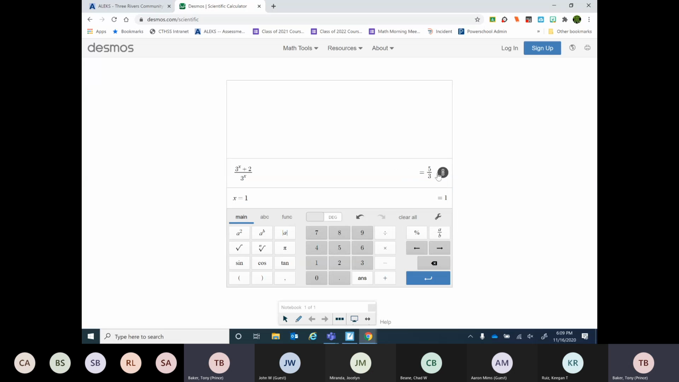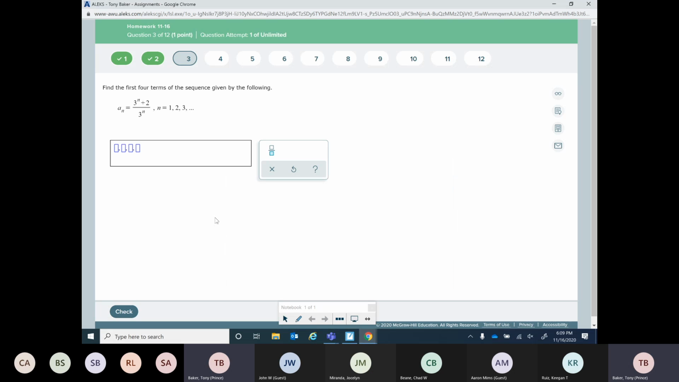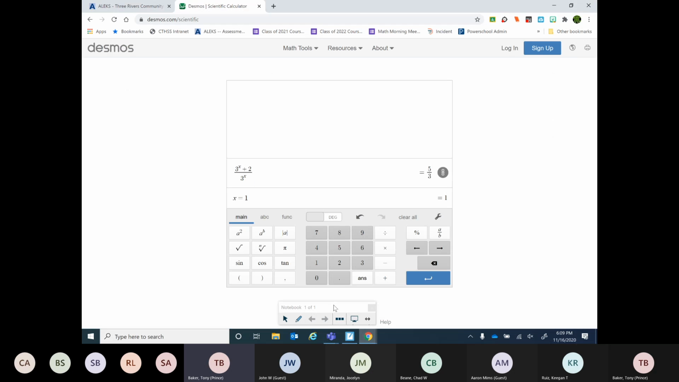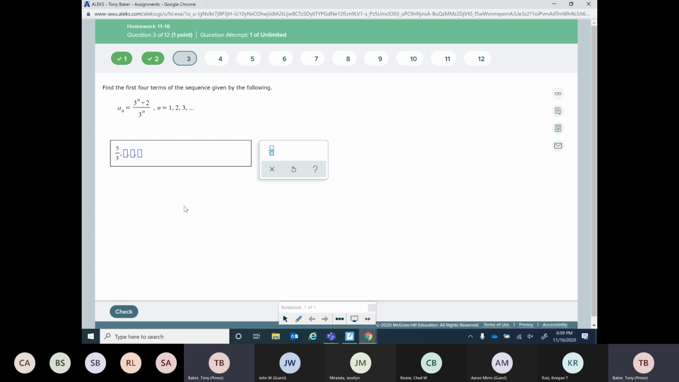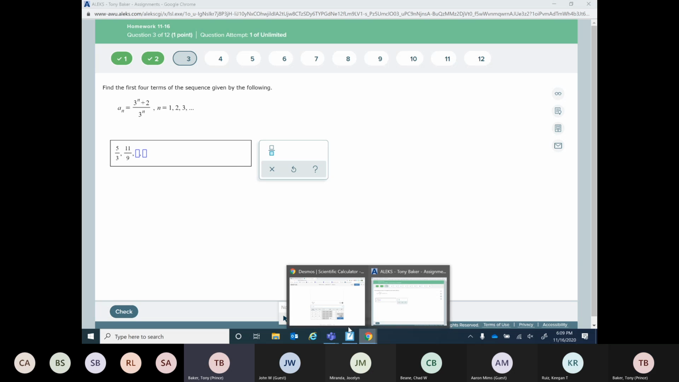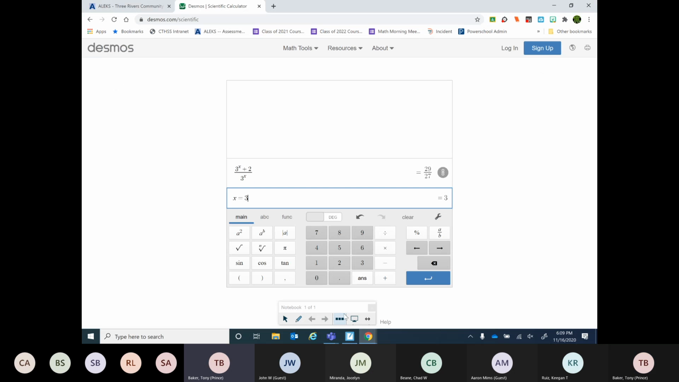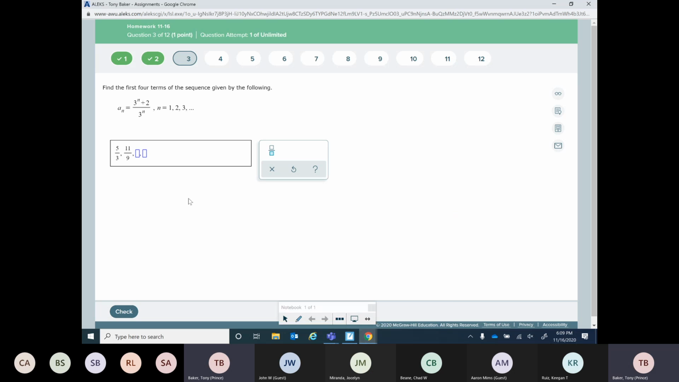If you click the little button, it gives it to you as a fraction. So my first fraction is 5/3. And then just change the x to 2, and we get 11/9. Then 3, we get 29/27.